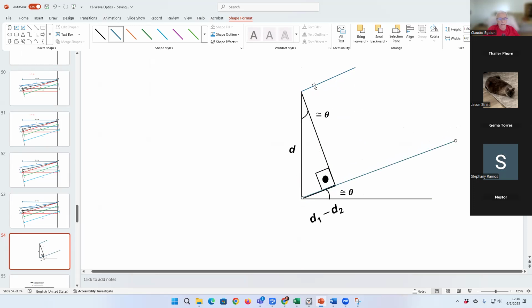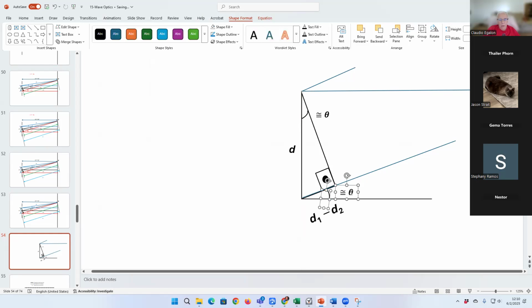This angle here is 90 degrees. Right? This angle here must be 90 degrees because those two light beams are almost parallel to each other. And let's not forget that we still have the horizontal line here that we drew before. This horizontal line makes an angle of almost theta. Almost theta, right?